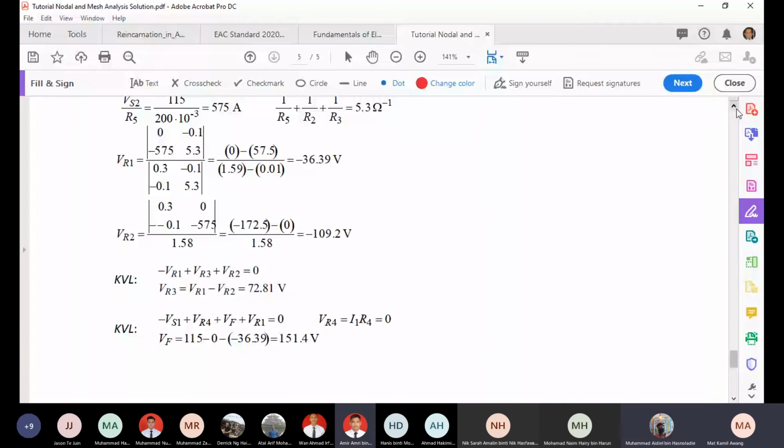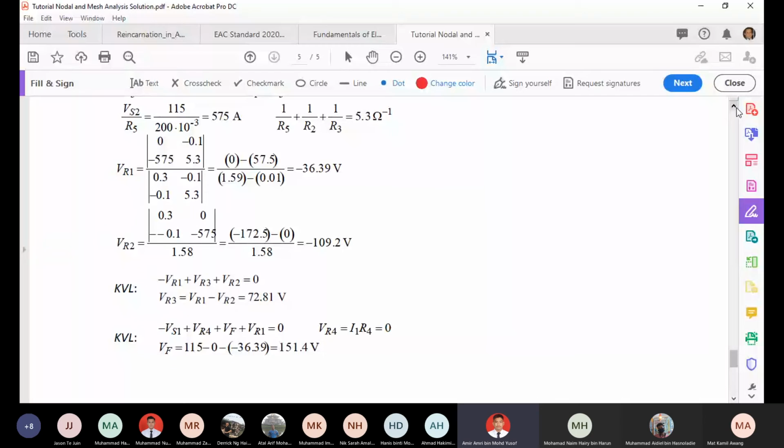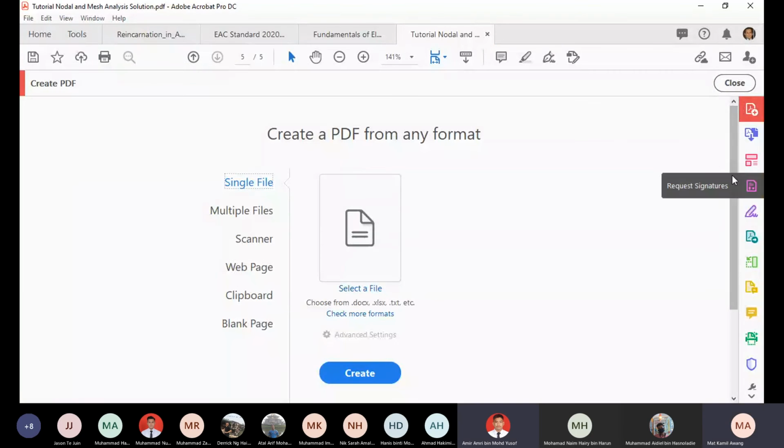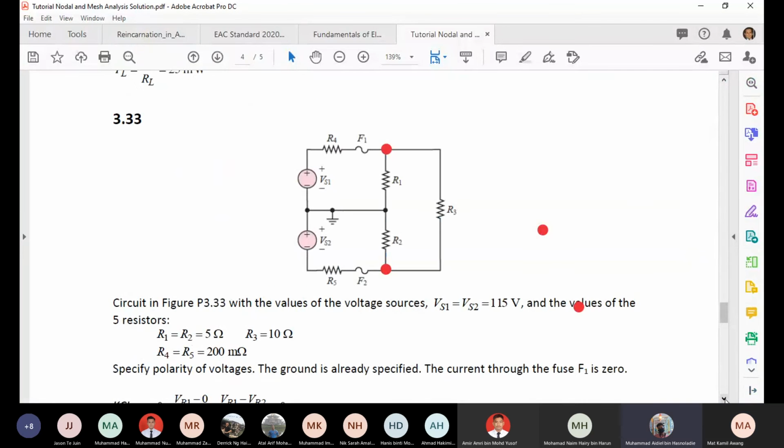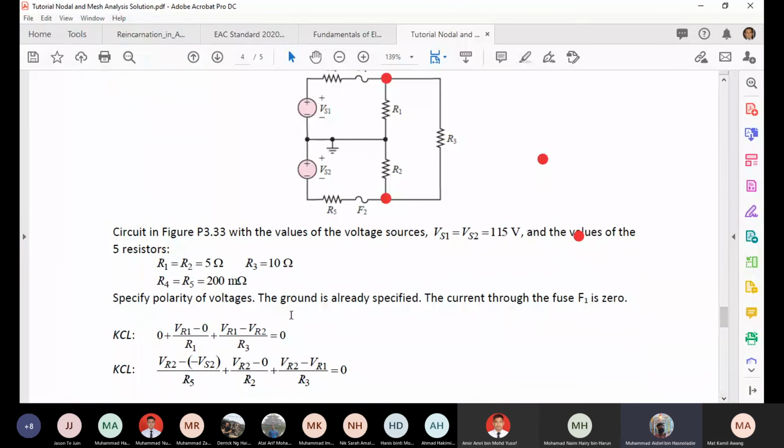Okay. Alright, sir. Yes, sir. I am a bit confused about the KCL equation for this question. Can you explain more? The KCL equation. Which part? Node 2. This one. KCL, this one. This is the first node.